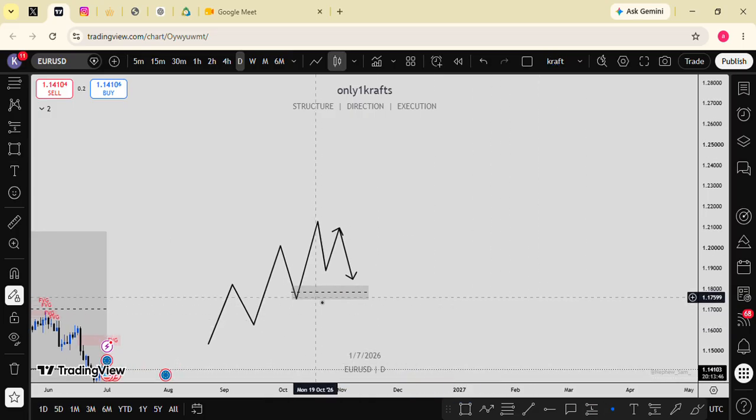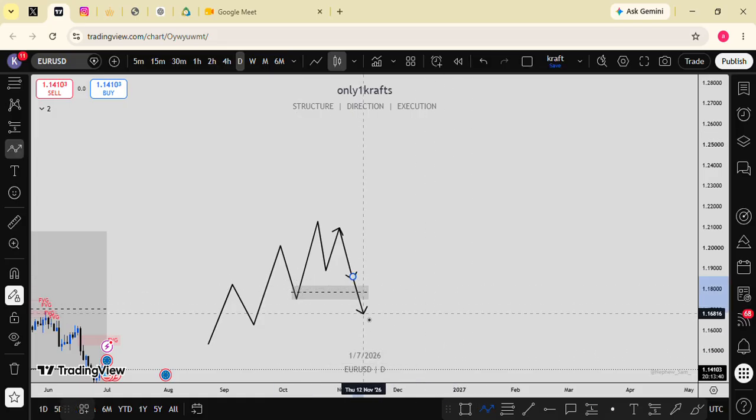They are still somewhere around here. So what is going to happen now? If price now takes this low out, then we can confirm that the sellers have been able to push out these strong buyers. That means the sellers are now stronger than the buyers.